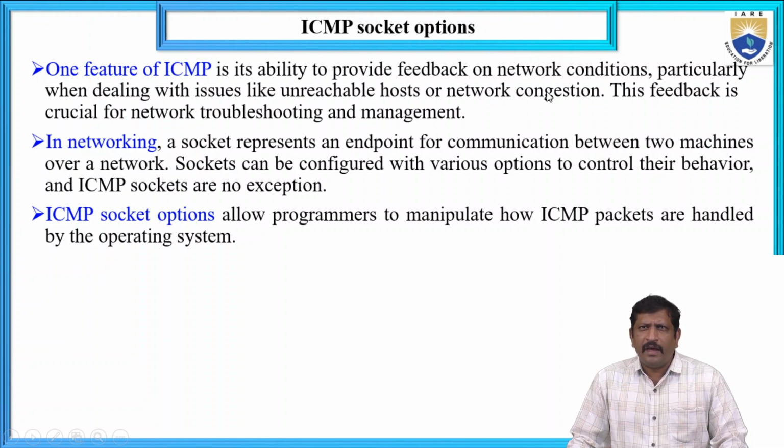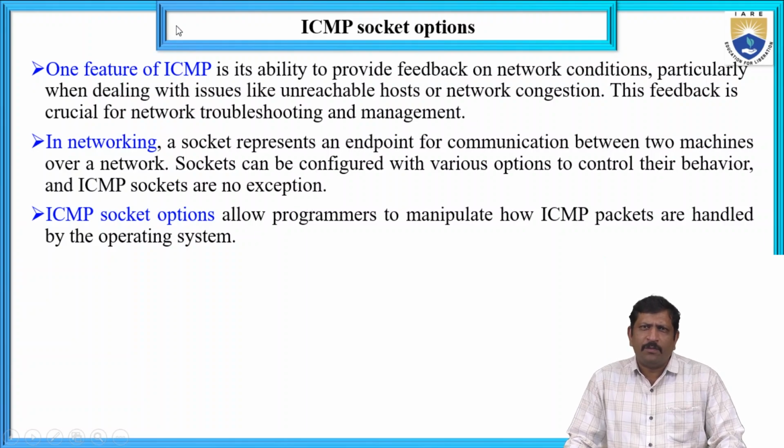If any network congestion happens, the source immediately knows from the feedback packet which it receives from the destination. Also, if the packet is damaged like this, the source receives the feedback reply. That's why this is the feedback. It is crucial for network troubleshooting and management.